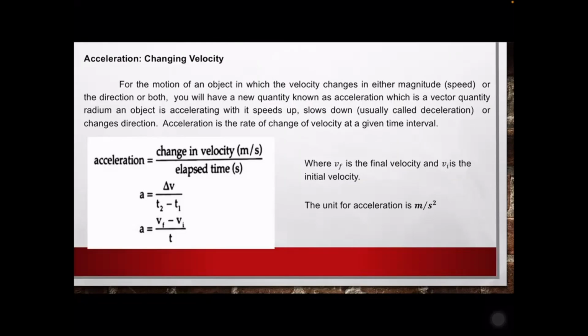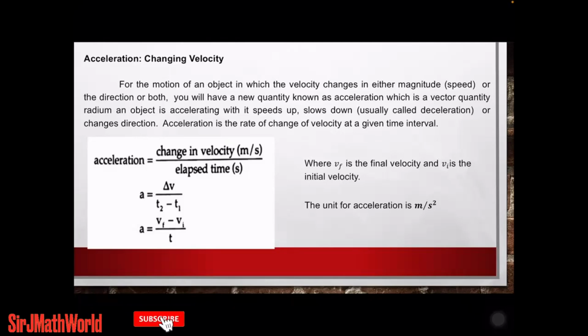So, let's continue. So, we will have here the changing acceleration, changing in velocity. So, the acceleration that we will have here, the formula is the change in V over the T sub 2 minus T sub 1, over, since we have the delta V, we can have now also the V sub F minus V sub I over T. So, basta may initial at saka may final. The unit for the acceleration is meter per second squared. So, you have to remember, kapag bilang, that is a meter per second, that's per the velocity. Pero pag acceleration is meter per second squared.